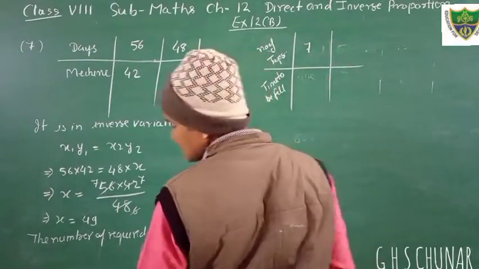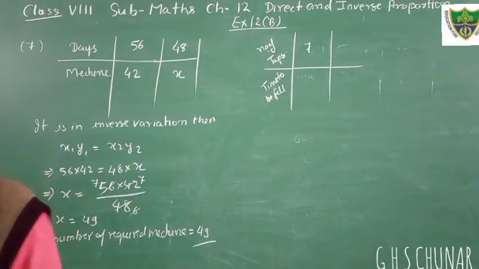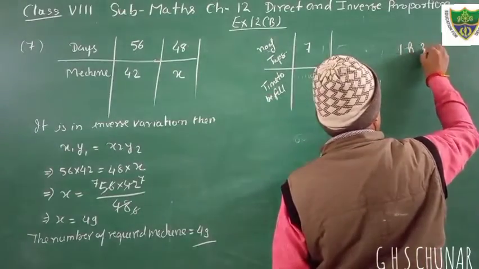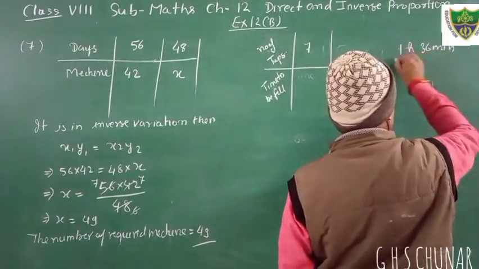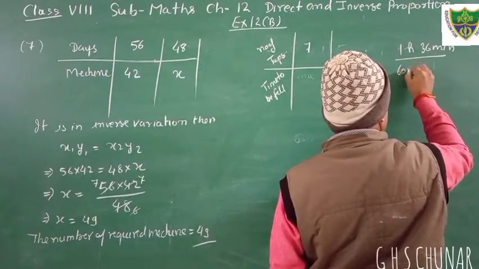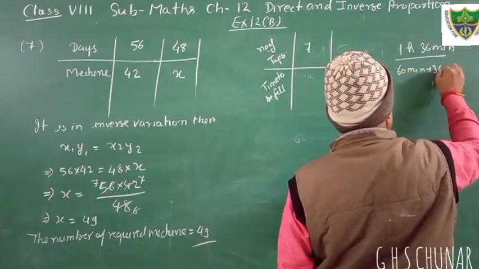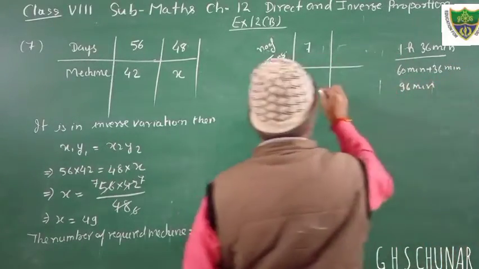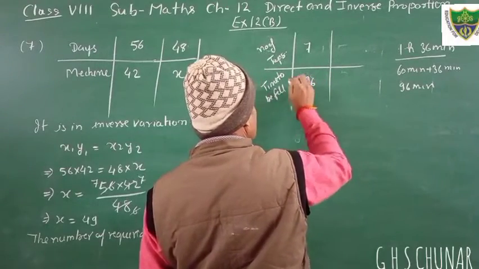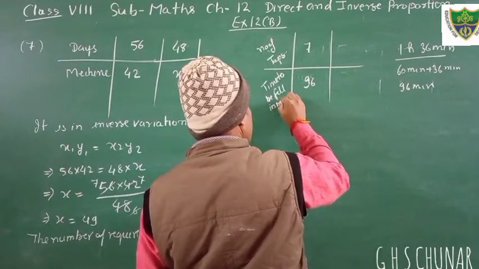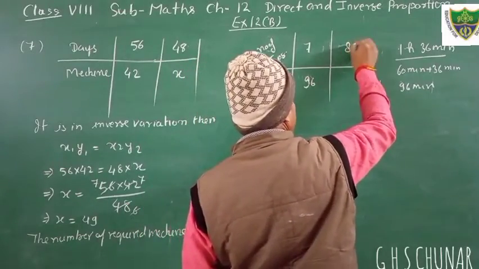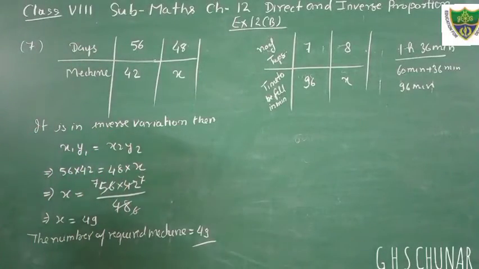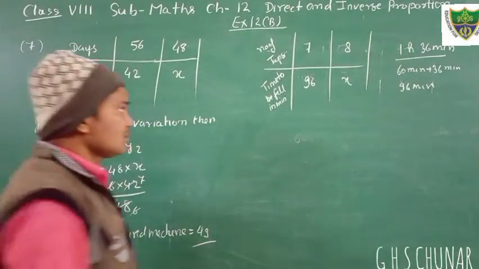7 taps take 1 hour 36 minutes. We will convert the whole into minutes, that is 60 minutes plus 36 minutes, that is 96 minutes. That is 96, the time to be filled in minutes. Now for 8 taps, we will let the required time be x minutes.